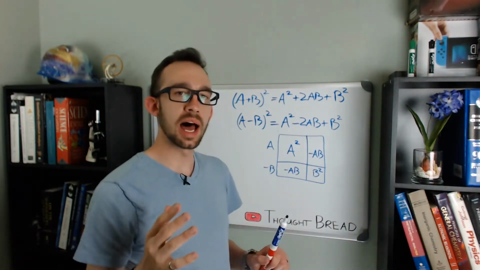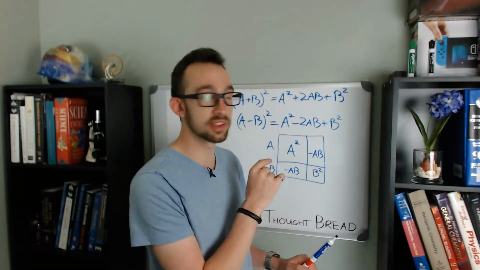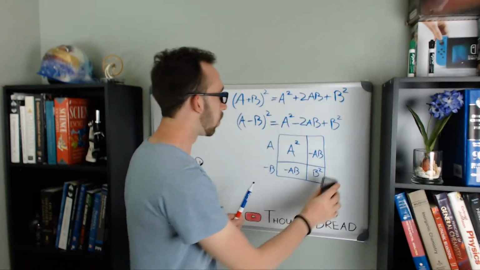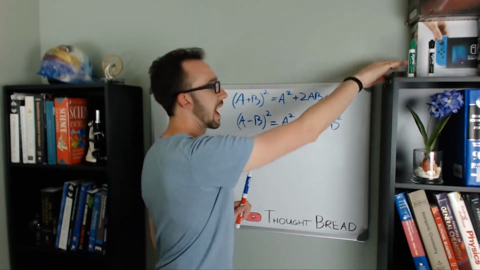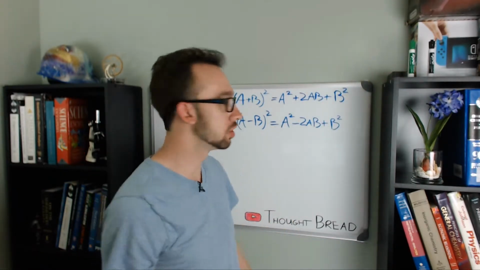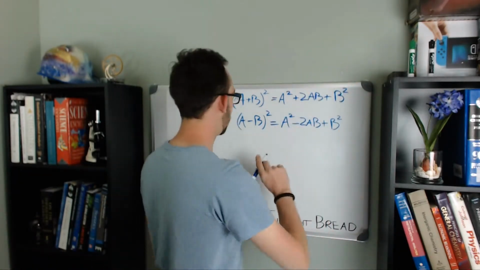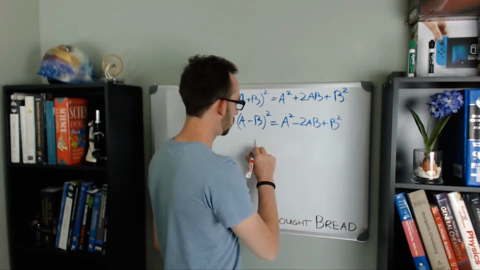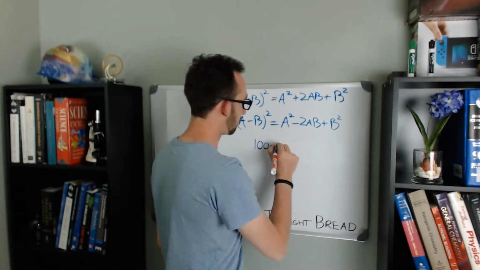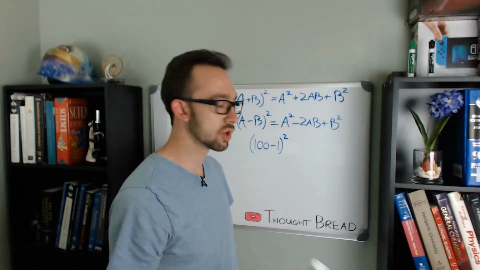This is going to be a lot more useful when we do quadratics in the later episodes, but just keep this in mind, all right? Now, why is this useful? Well, let's say you want to do, I don't know, 99 squared in your head. If we're doing 99 squared, it's probably easier to do 100 minus 1 squared. All right, let's try it out.